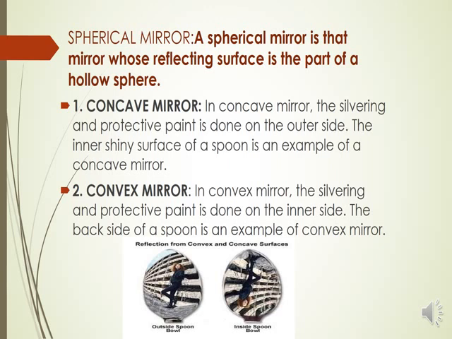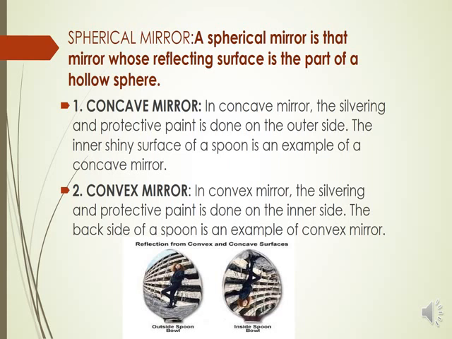Number 1, concave mirror. In concave mirror, the silvering and protective paint is done on the outer side. And the inner shiny surface of a spoon is an example of a concave mirror. So as the silvering and the protective paint is done on the outer side, the reflection of the light will take place from the inner surface.